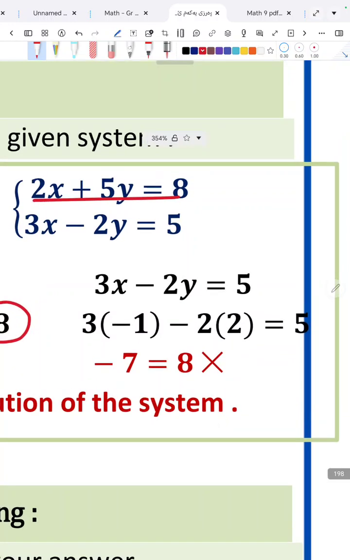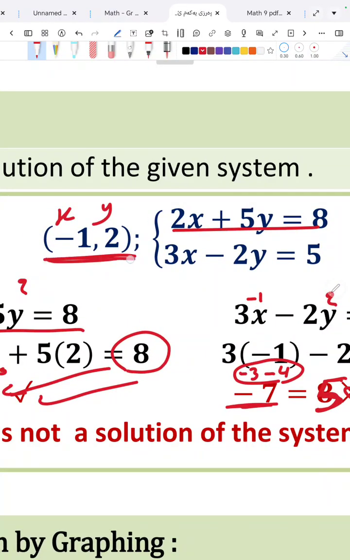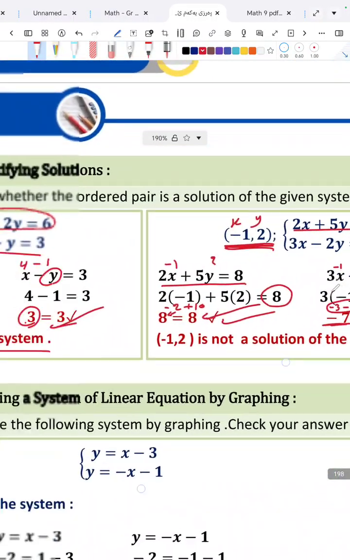Check the second one. We have 3x minus 2y equals 5. Again, instead of x, I'm going to write -1. Instead of y, I'm going to write 2. So 3 times -1, it's -3, minus 2 times 2, 4. Both of them are negative, so it equals -7. And the other side, sorry, I have 5, not 8. So -7 does not equal 5. No, that's why we will say the ordered pair is not the solution of the system.